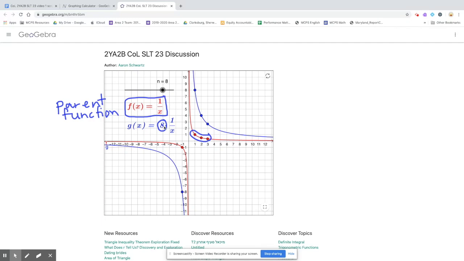I'm going to change it to n. I am multiplying 8 times the parent function of 1 over x. What I notice here is that the x-coordinate is not changing, but the y-coordinate is. The y-coordinate is moving vertically. We call this a vertical dilation.